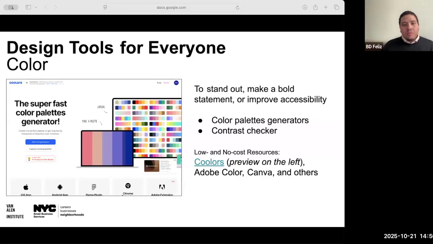Besides that, Adobe has it, Canva has it. A lot of these other platforms have it already integrated. Most of the design tools that we'll talk about, like Canva, for example, have this stuff built in. And so that's beneficial.